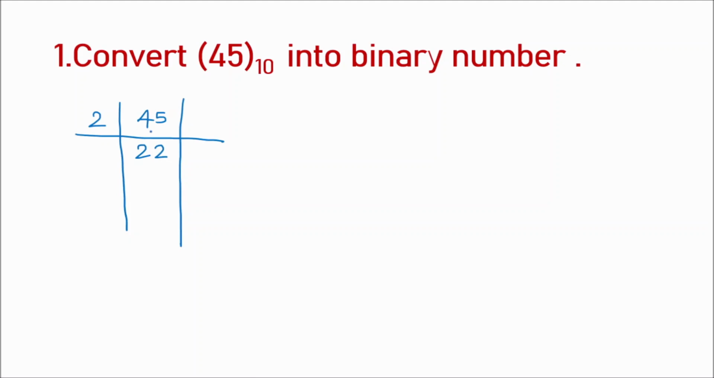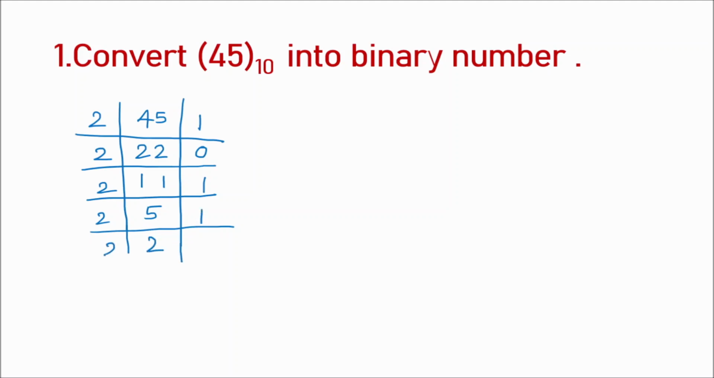Now what is the remainder after division? The remainder is 1. Then again divide by 2, it is 1 and 1, so the remainder is 0. Again divide by 2, 2 5s are 10, so the remainder is 1. Then divide by 2, 2 2s are 4, remainder is 1. Then 2 1s are 2, remainder is 0, and 1, so final 1.